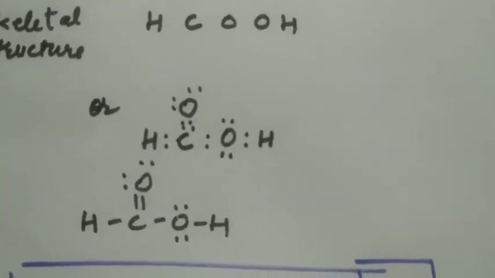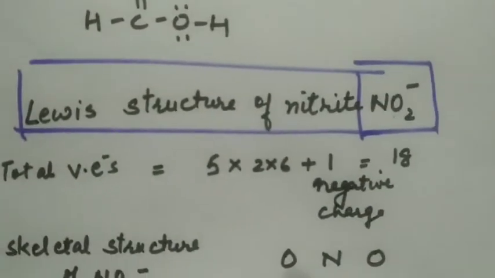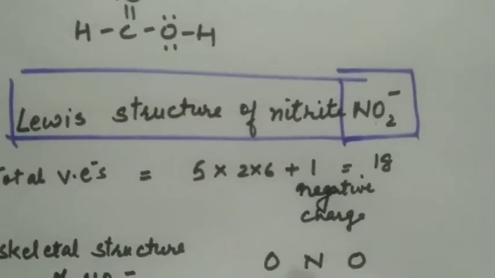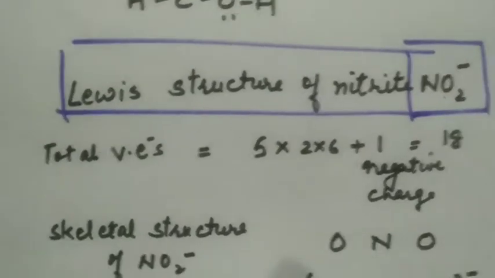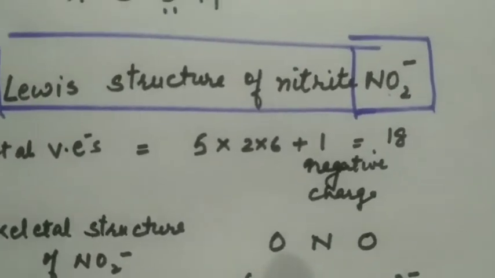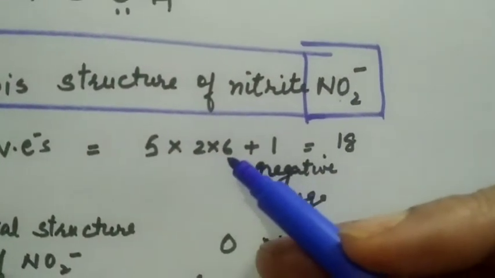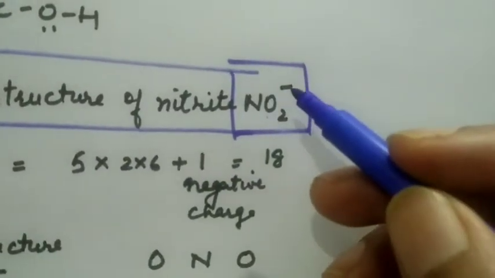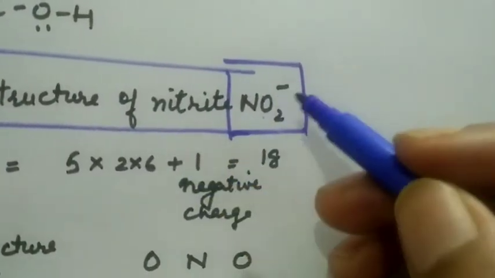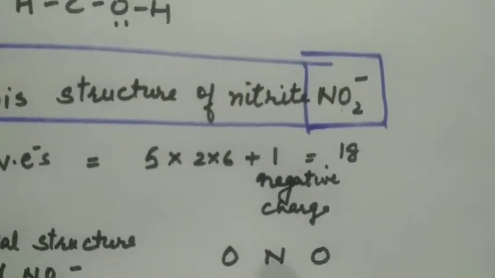So this is the Lewis structure for formic acid. Another example, nitrite ion. Now there is a negative charge on nitrite ion. So let us calculate the total valence electrons. 5 for nitrogen, and so 2 into 6, this is 12 plus 5, 17. And 1 electron is added for 1 negative charge. So total electrons 18 are to be distributed.